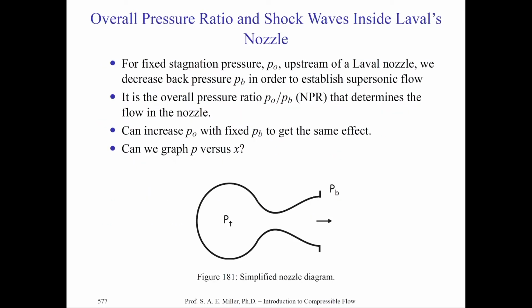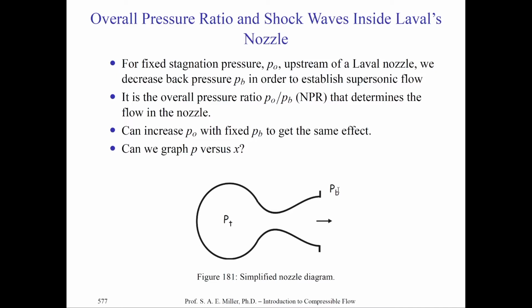Now let's return to the nozzle problem. Here we would like to study and examine the overall pressure ratio and where the shocks reside inside a Laval nozzle. Now remember, for a fixed stagnation pressure, P0 in the plenum, or PT in the diagram of 181, upstream of the Laval nozzle, which is the converging-diverging part, we will keep that constant, and then we'll decrease the back pressure, the ambient pressure. In practice, this usually happens the opposite way, but to learn and understand this subject, it's a little bit easier to lower and raise back pressure and hold P0 constant for simplicity.